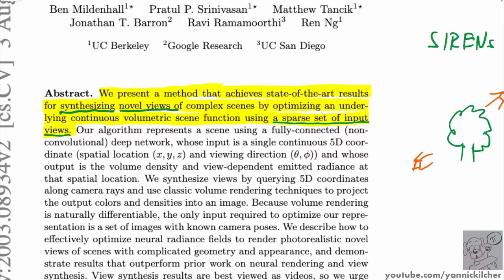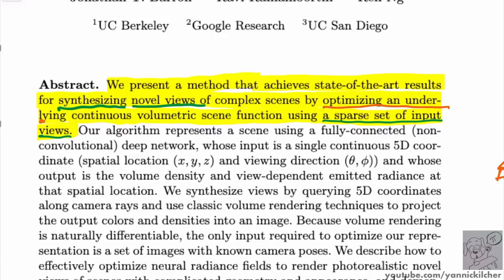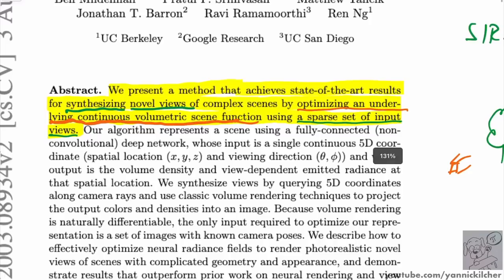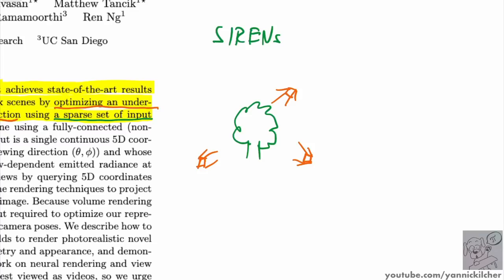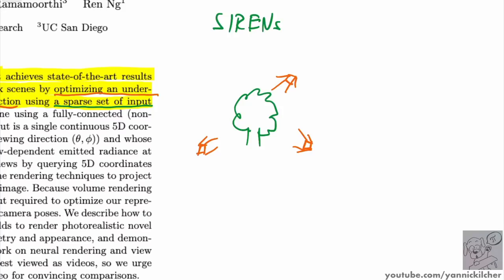anywhere. Okay? And the way they do it is by optimizing an underlying continuous volumetric scene function. This is a cryptic way, but it goes along the direction of the sirens and kind of a bigger trend in, I think, these neural rendering papers and so on, which is that we want to overfit a neural network to a single data point.